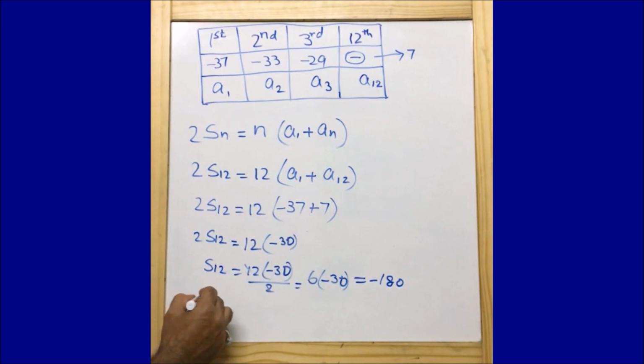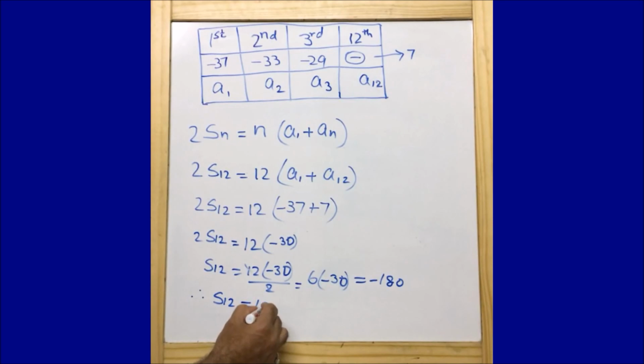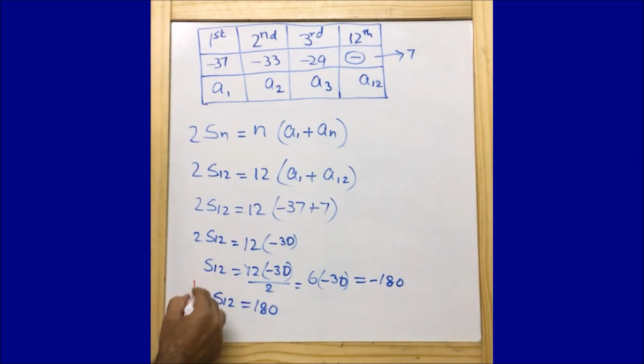Therefore, S12 is equal to minus 180. This is what was required. So we can easily say that the sum of the 12 terms for the given AP is minus 180. That's all guys.